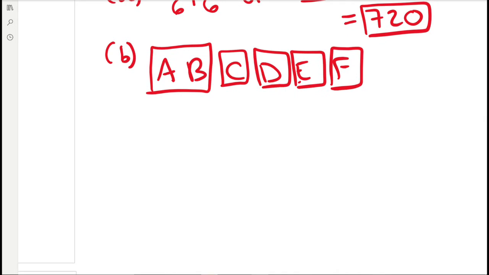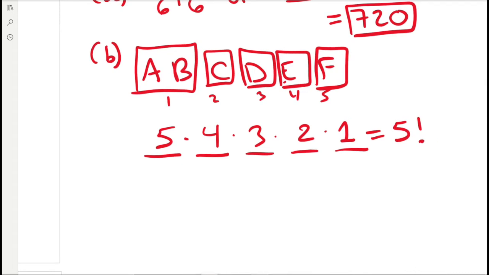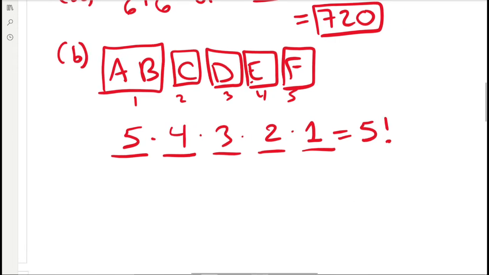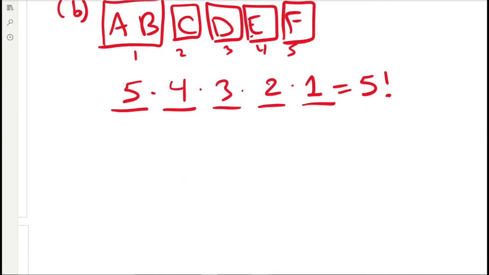Now I have five slots. I have one, two, three, four, five blocks I can move. I have five options for my first block, four options, then three, then two, then one. So this is simply going to be five factorial. There are five factorial ways of getting this done, so we're going to leave that off to the side.